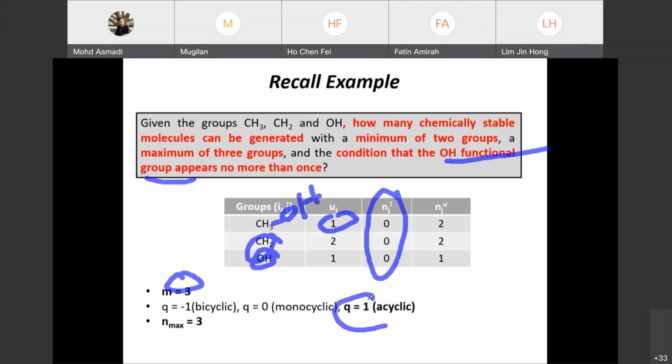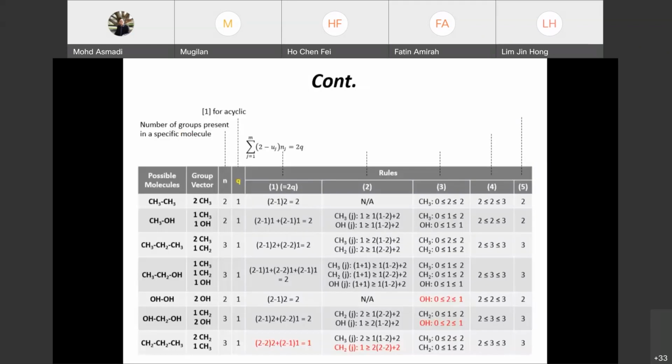We want to generate acyclic, so Q is 1, right? And then the maximum number of groups that we can generate is 3. If you look at here, previously I explained maybe too fast, so I can explain a little bit slower. This one is CH3 group, 2 CH3, and the number of groups present here is 2, 2 CH3. So we just write 2. Q is 1 because it is acyclic, right? All of this is 1.